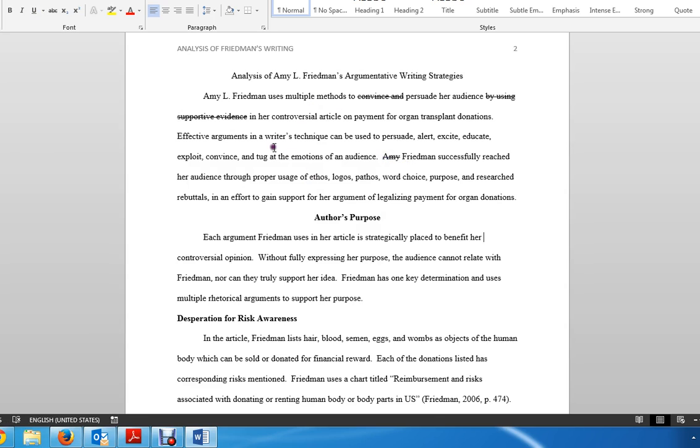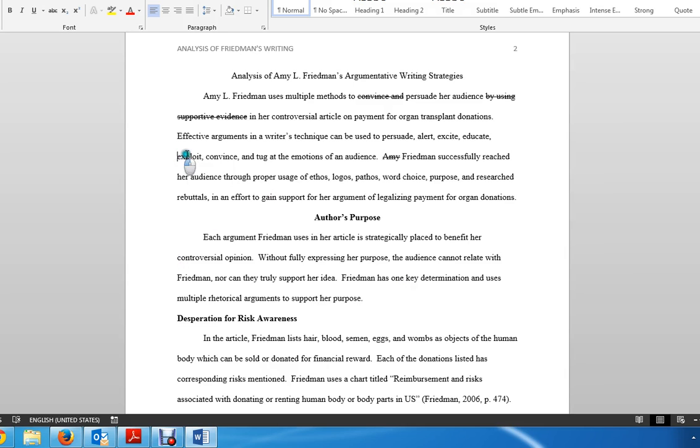Okay. Effective arguments and a writer's technique can be used to persuade, alert, excite, educate. Do you mean effective appeals? I think you mean more than arguments. That would be the correct word. Exploit. She wants to exploit, convince, and tug at the emotions. So is she persuading at the emotions of an audience? The way you have this written, it sounds like persuade at the emotions of an audience, alert at the emotions of an audience. You need to go back through and rewrite your sentence so that grammatically you're saying what it is you want to be saying.